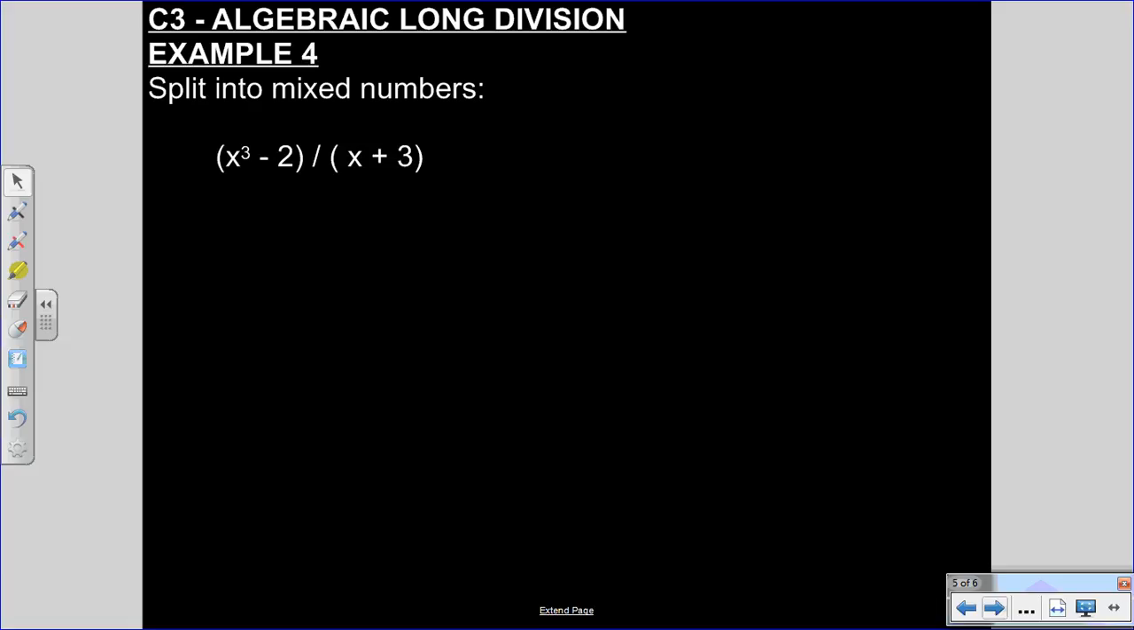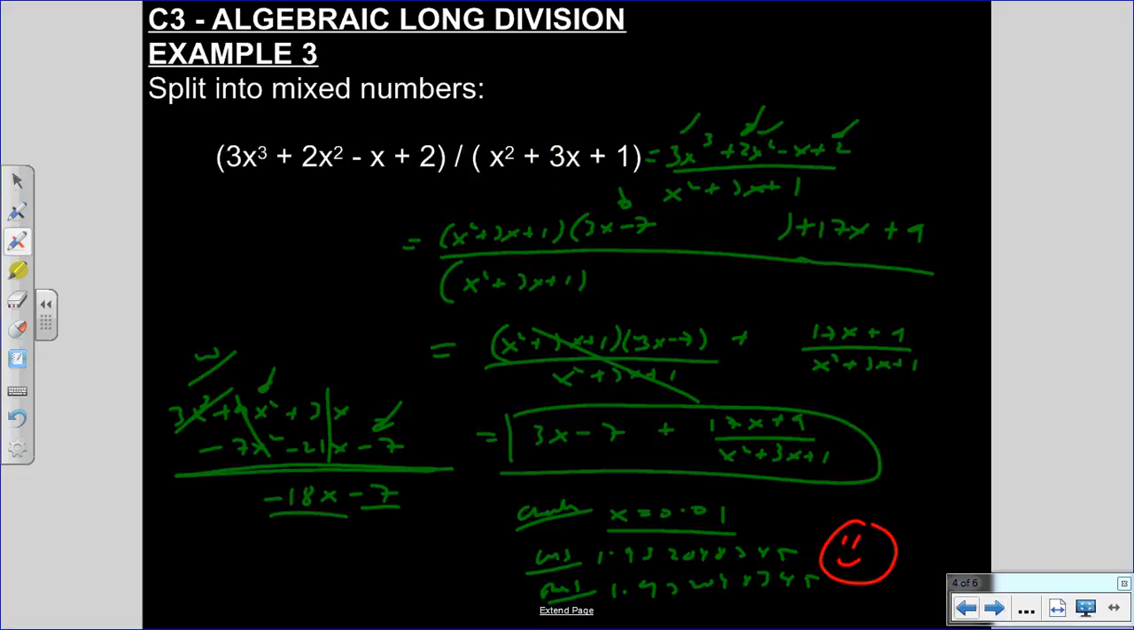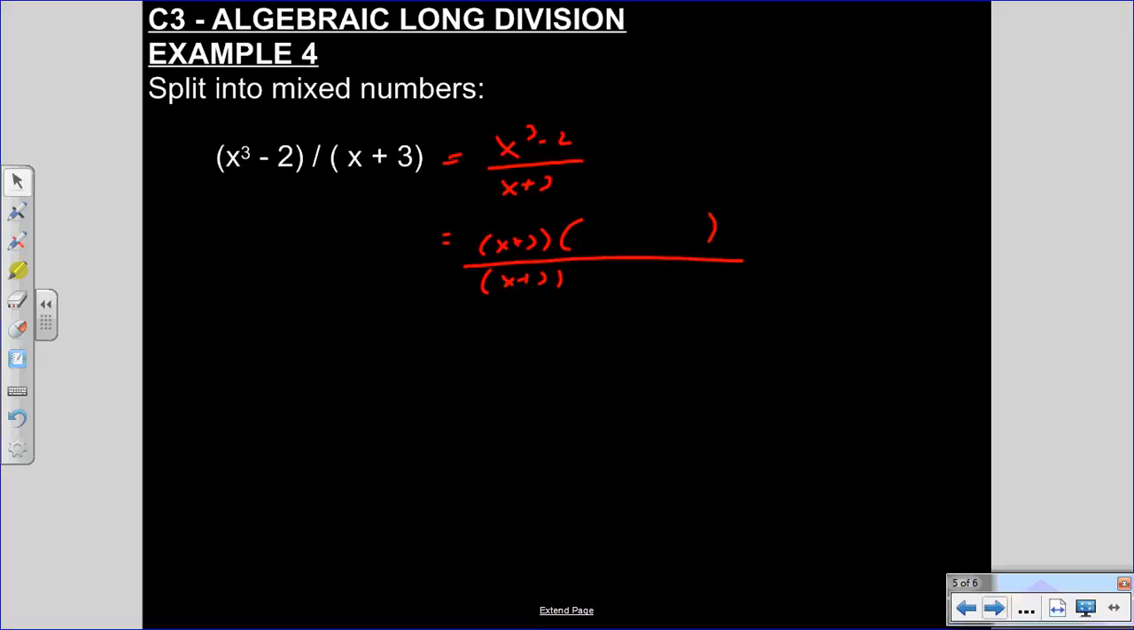Last one then. So it's asking us to do x cubed take 2 over x plus 3. So top and bottom. Wicked. So I forgot to add the smiley face there. Cool. That makes me happy. All right. Working here, and we're ready.